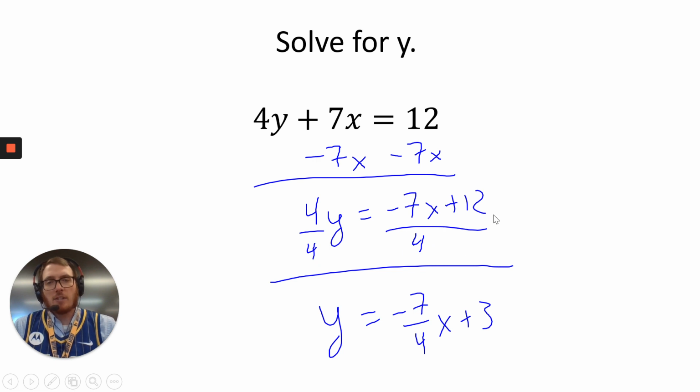Sometimes students say, well, can I just leave it like this? In some cases, the answer might be yes, but typically when you're solving for x and y, you're going to want to actually divide that number. So go ahead and divide by the 4 in order to find that solution.